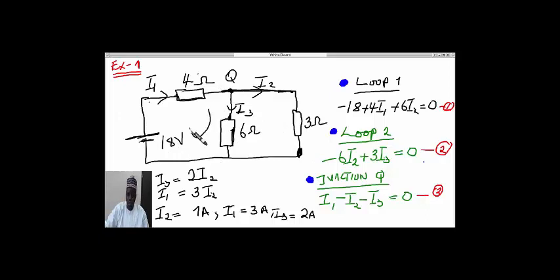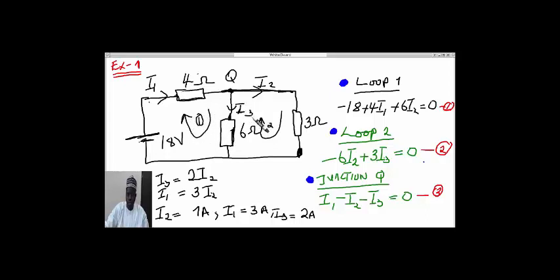So we can choose this as loop 1, and we can also choose this as loop 2, meaning that I'm going to start from the 3 ohm resistor, coming down here, going to the 6 ohm, and going back. This will give me a closed loop. Similarly, here my loop 1 is going to consist of the 6 ohm, the 12 volt battery, and the 4 ohm. I've decided to choose the clockwise direction. You can choose the anti-clockwise direction, and that will not affect your final result.